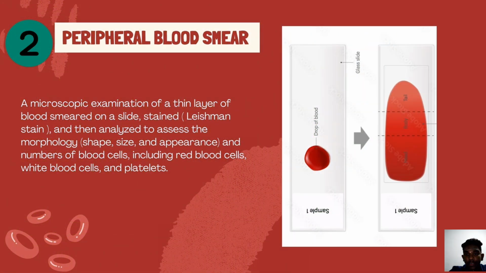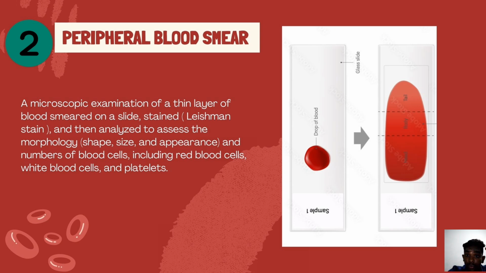Other than the hemocytometer, another method for blood cell counting is the peripheral blood smear. A peripheral blood smear is a microscopic examination of a thin layer of blood which we smear on a slide and then stain with Leishman stain. This slide we further analyze to assess the morphology, like shape, size and appearance of the cells, and the number of blood cells, including red blood cells, white blood cells and also platelets.